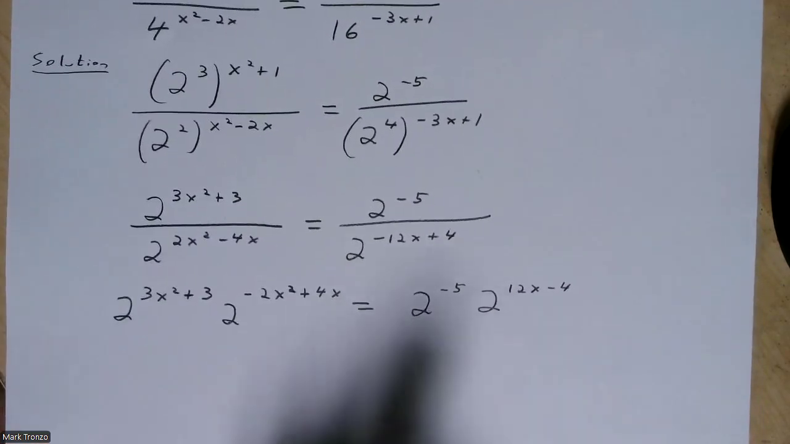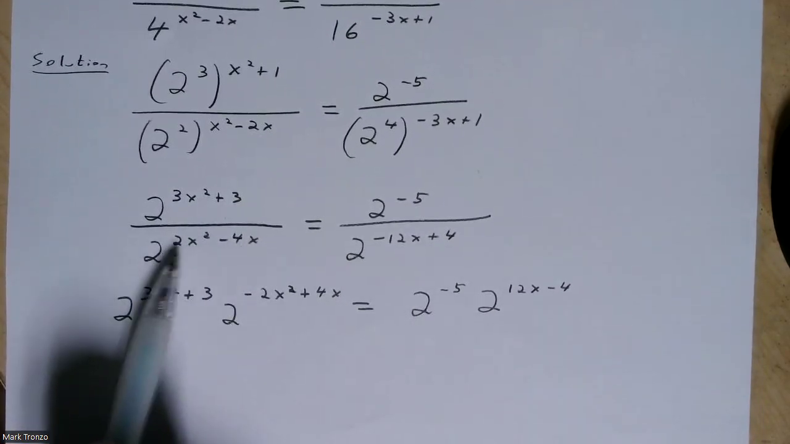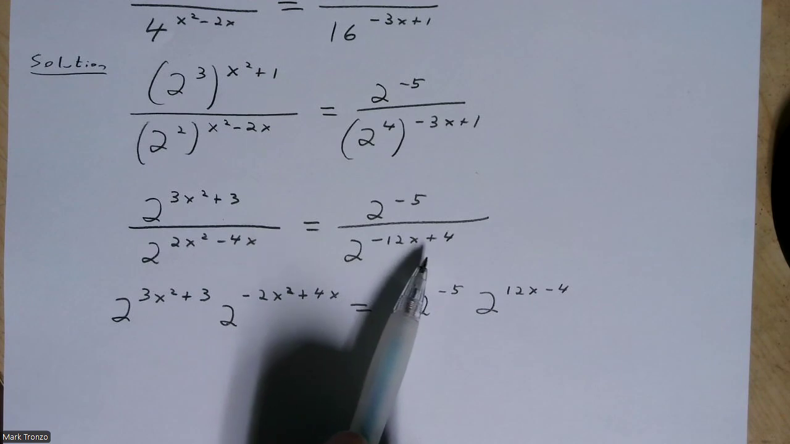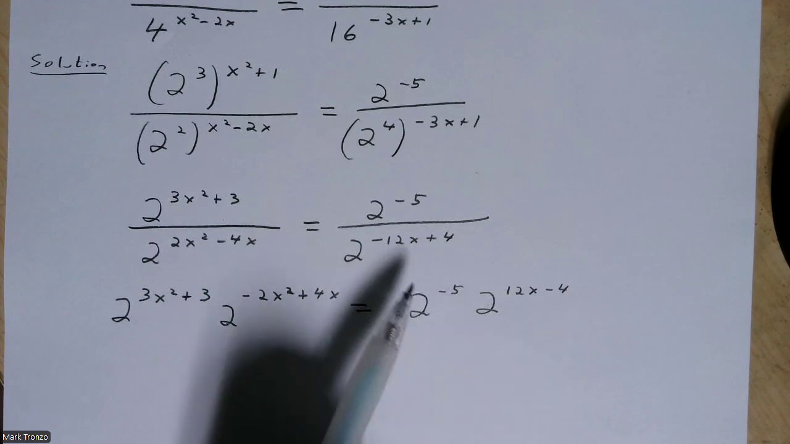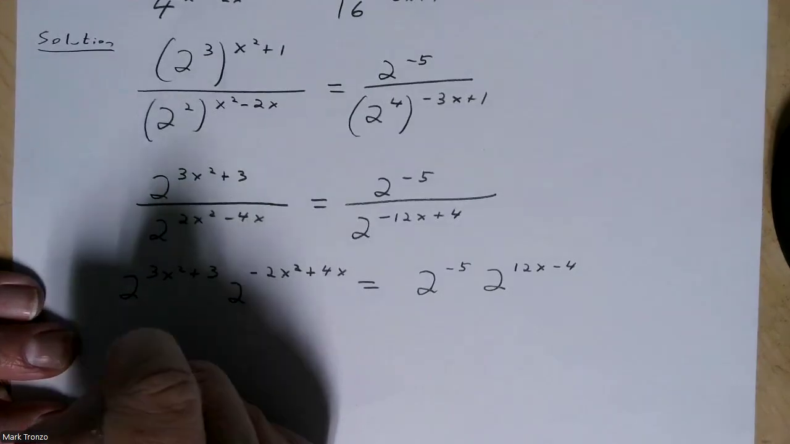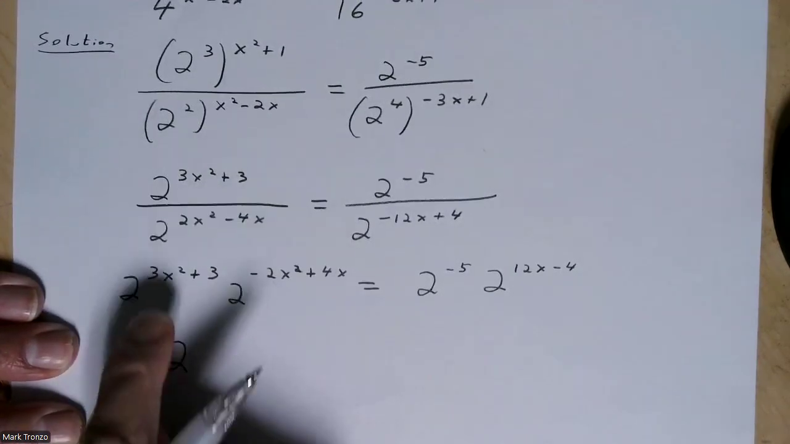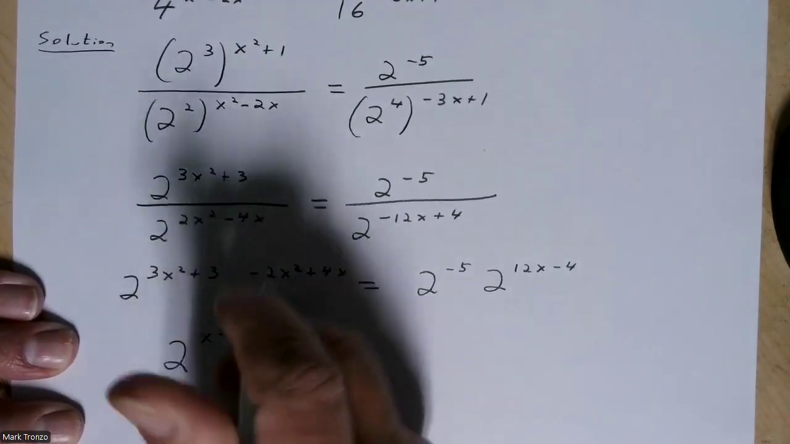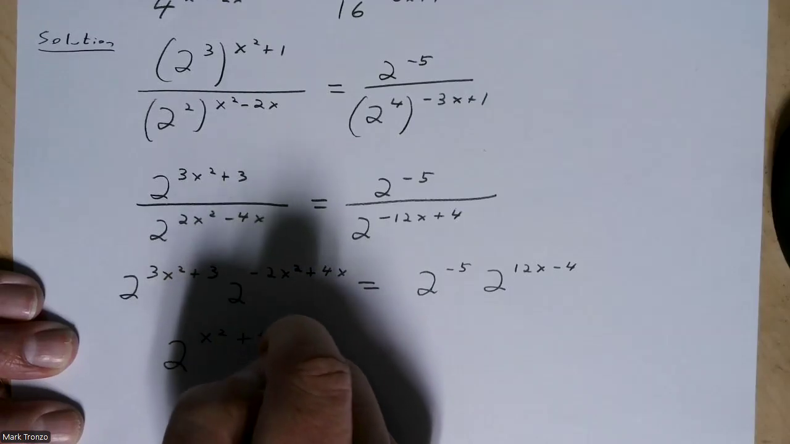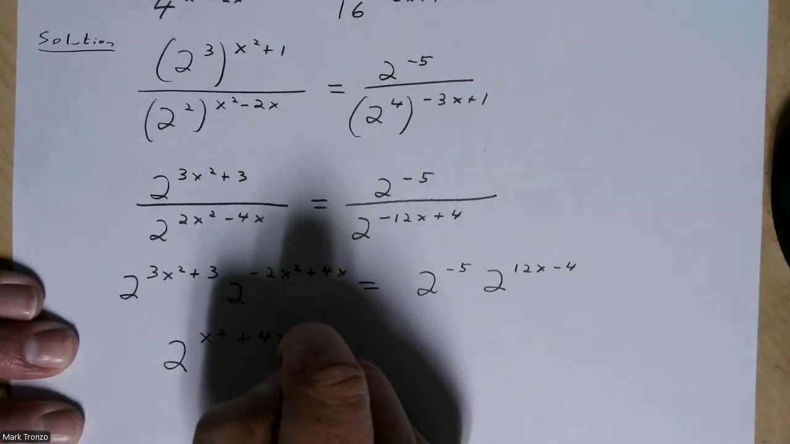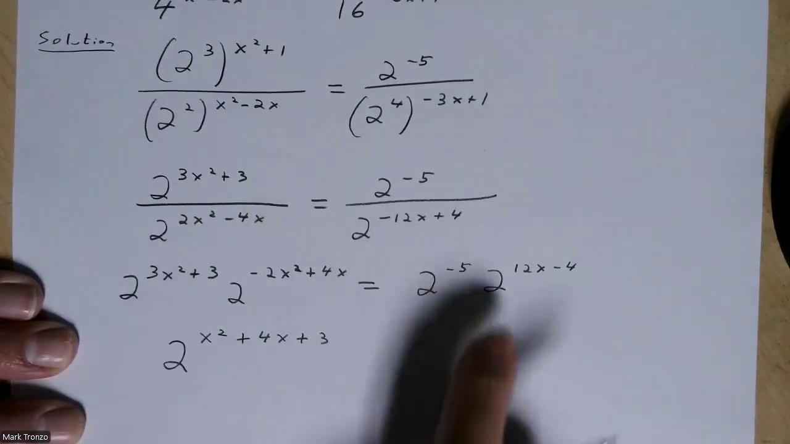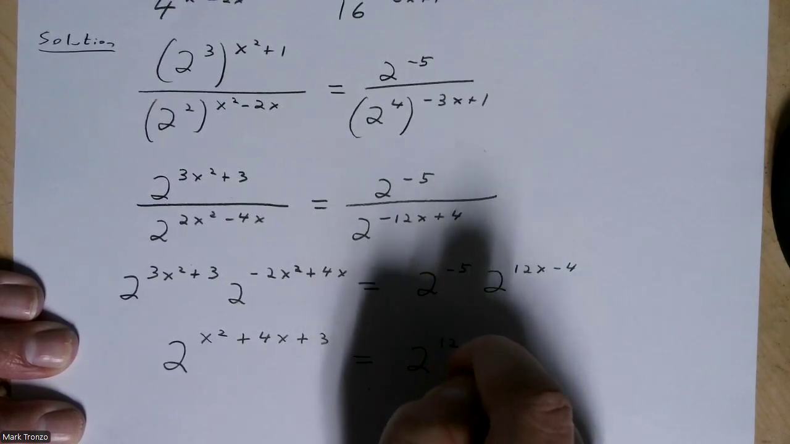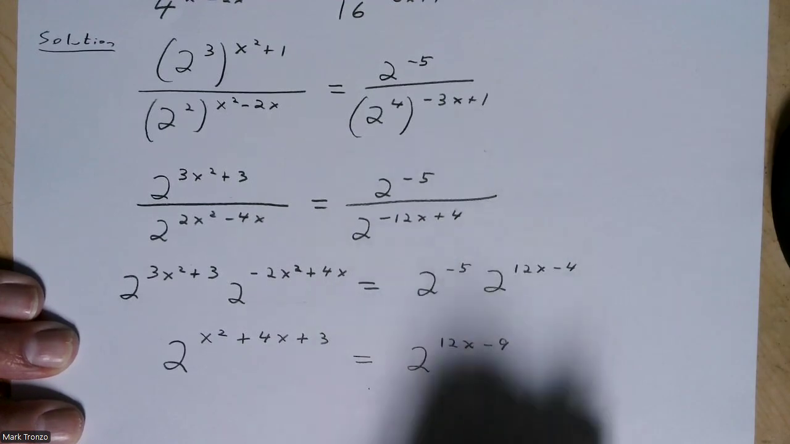Like this. So notice what I did. I changed the sign of this exponent to minus 2x plus 4x. Change the sign of this exponent to 12x minus 4. Brought them up. Add the exponents. Again, this is going to be x squared plus 4x plus 3. This is going to be 12x minus 9, like this.